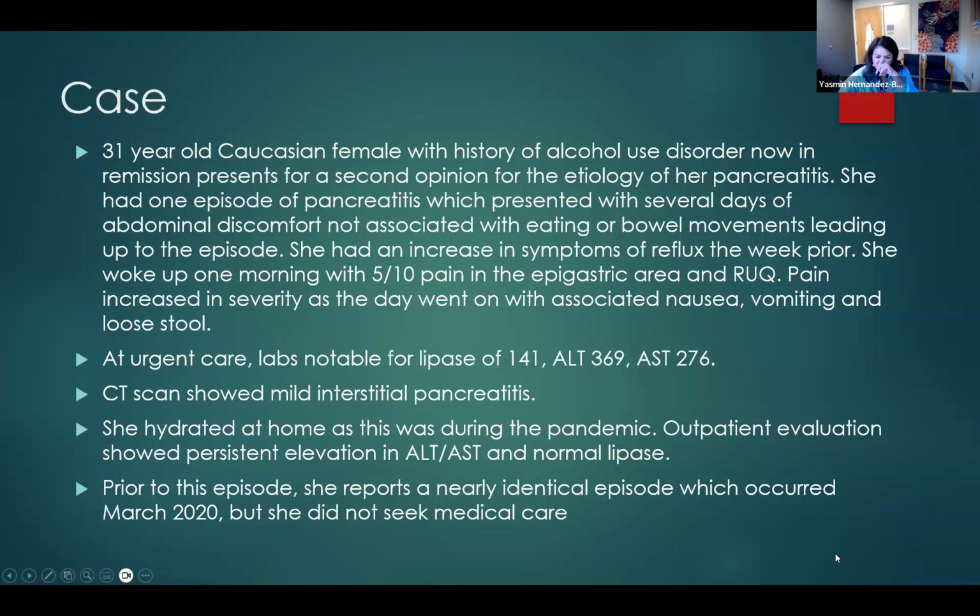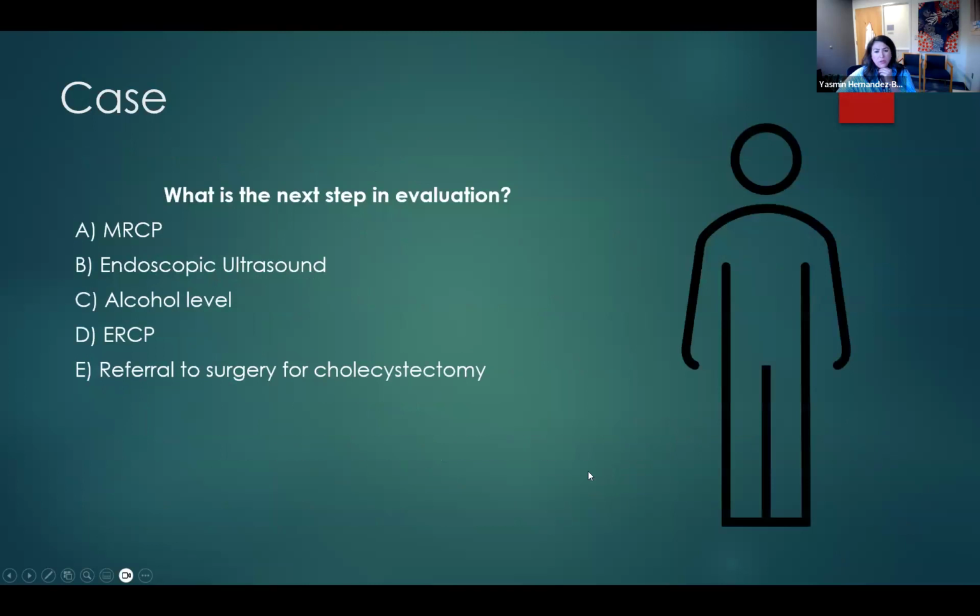She did mention that prior to this episode, she had an almost identical episode in March, but didn't seek medical care. So what is next in the medical evaluation? In her case, I should mention she had a thorough history taken. She hadn't been drinking any alcohol. Her calcium was normal, triglycerides were normal. And so all of that initial workup was normal.